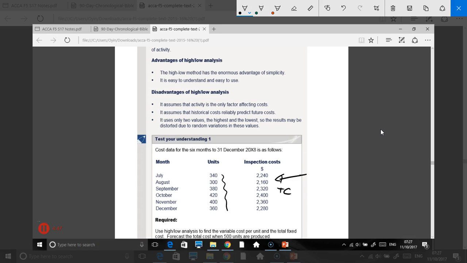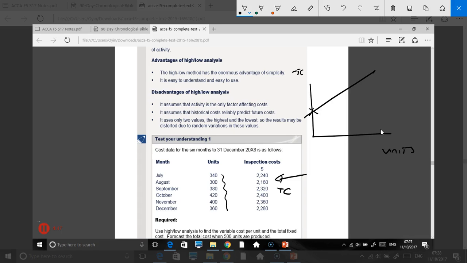We are on page 305. So, first of all, what I need to find is the variable cost. Again, so you can really see what's going on here, this is what I have. I want to find out what is going on over here. But I know my units are along here, and my total costs are along here.